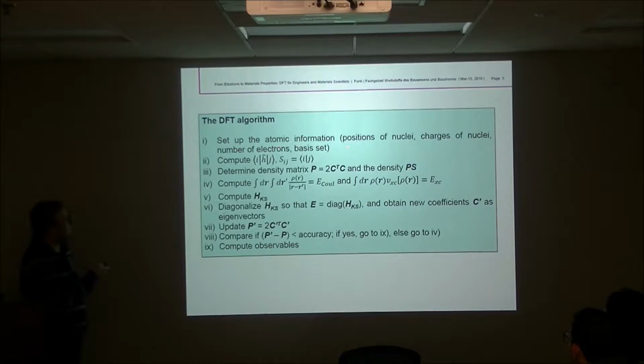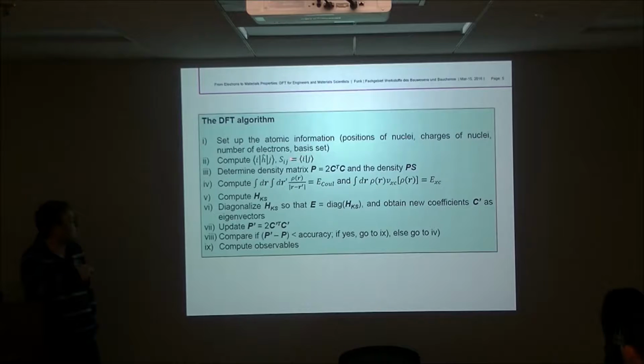So number one, we just do the same. Where are our nuclei? What are their charges? How many electrons do we have and which bases do we use? Nice. We compute matrix elements, but this time, of course, as some of the terms in our Kohn-Sham equations are density dependent, we cannot compute all the terms yet. We can only compute those terms which are not depending on density but directly on the wave function, which is actually the core Hamiltonian and the overlap matrix.